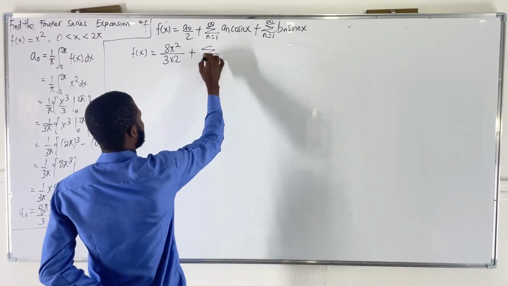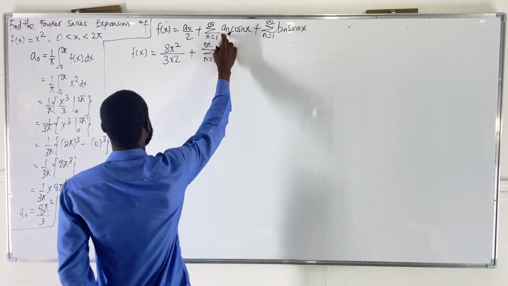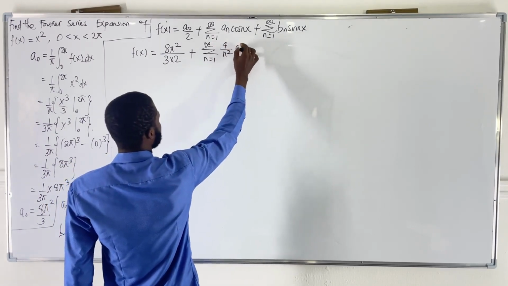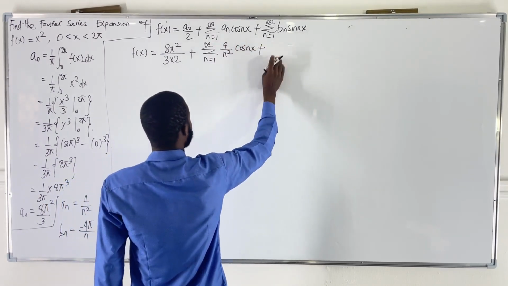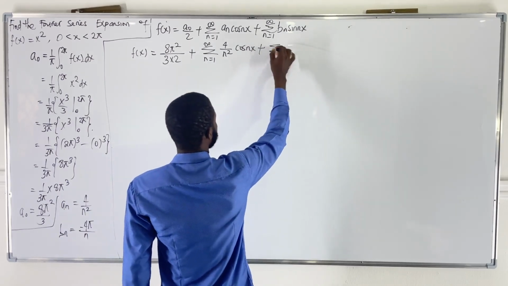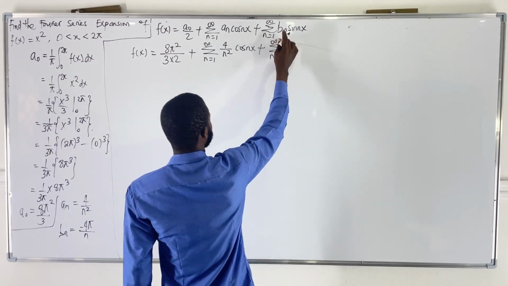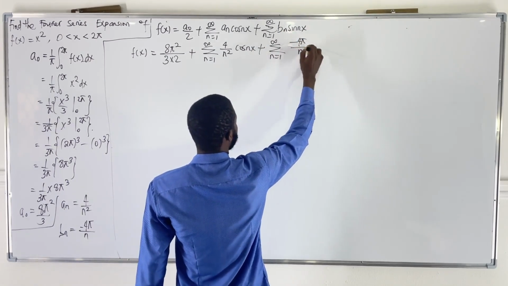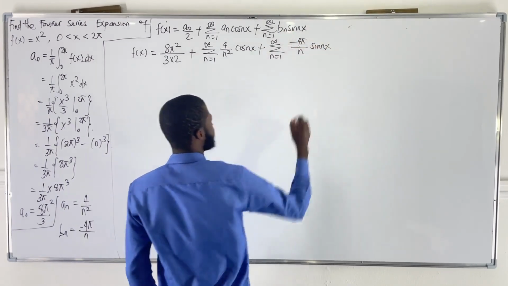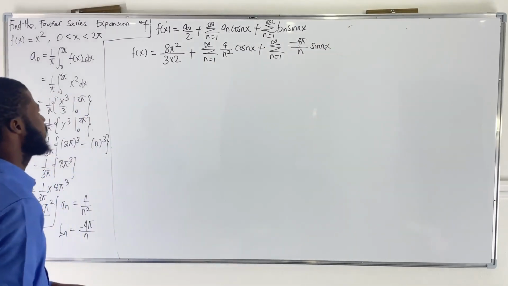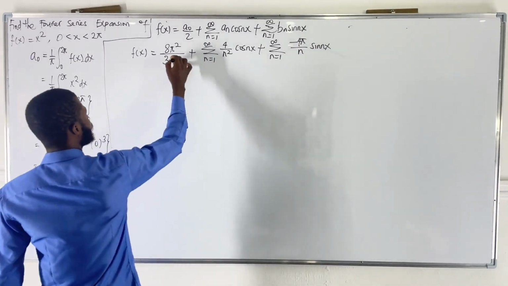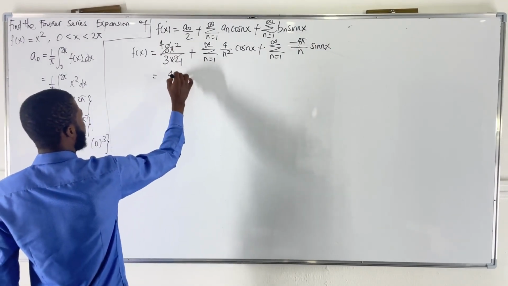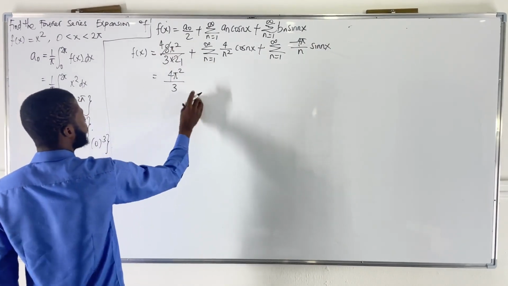Plus the sum from n equal to 1 to infinity, A sub n is 4 over n squared, that's 4 over n squared cos nx, plus the sum from n equal to 1 to infinity, B sub n is minus 4 pi over n sine nx. All right, so let's simplify where we can. 2 here is 1, 2 into 8 is 4. So this would then be 4 pi squared all over 3.